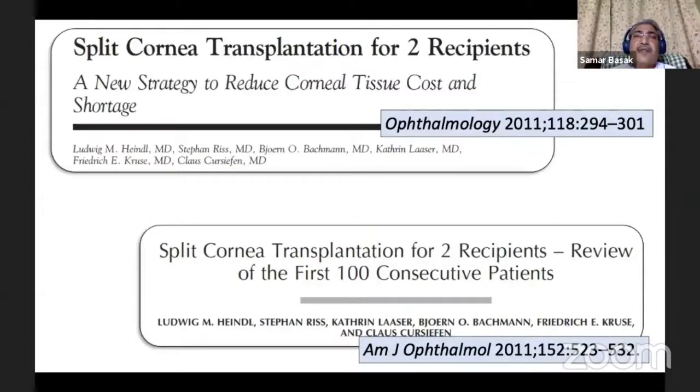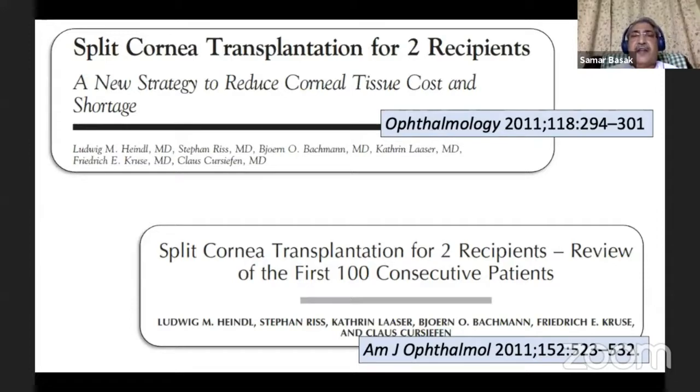So this is not a new concept, but this study from the same group from Germany, Claus Cursiefen, they have shown that one tissue can be used for DALK and DMEC, and they have published 100 consecutive patients, but their technique is different because of the DMEC donor tissue.